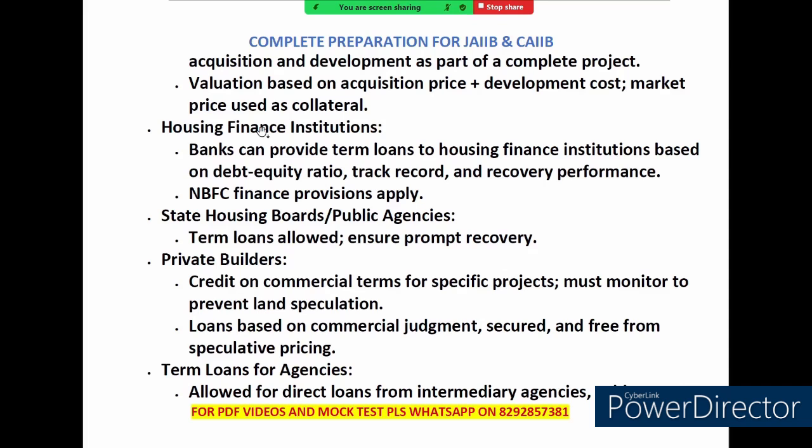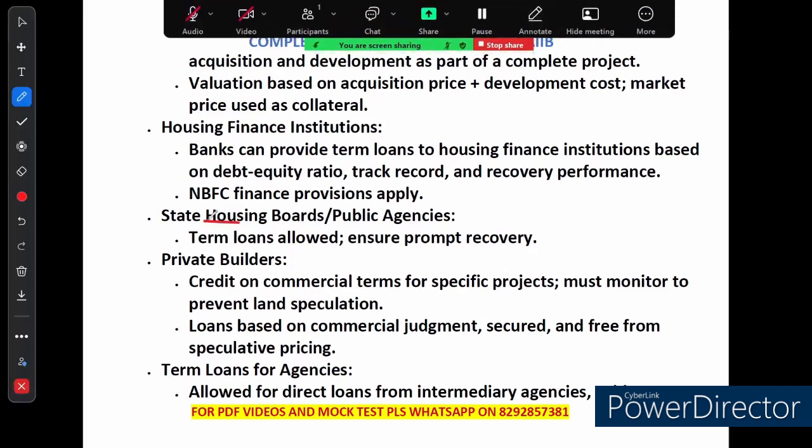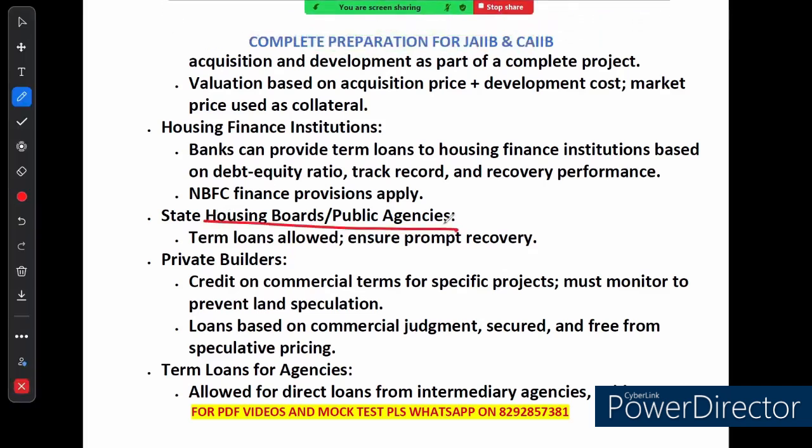For a housing finance institution, that is called HFC, the bank can provide a term loan based on factors like the institution's debt to equity ratio, track record, and recovery performance. Banks can also give loans to the state housing board and public agencies, but they need to ensure prompt recovery. For a private builder, the bank offers credit for a specific project on commercial terms and must monitor carefully to avoid land speculation. Now, there is something called term loan for agencies. Term loans are allowed for direct lending to intermediary agencies, but they must stick to the RBI norms.